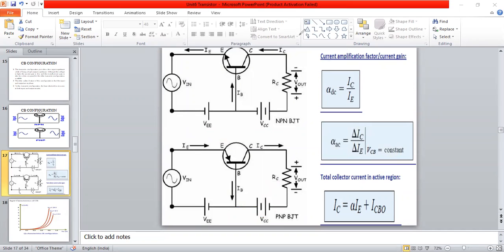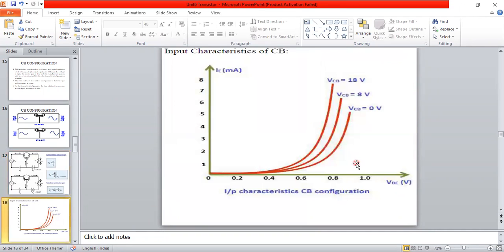I'll show the diagram. Just see the diagram also. Here VB is the input voltage and IE is the input current. So input voltage versus input current is the input characteristics we are going to consider.